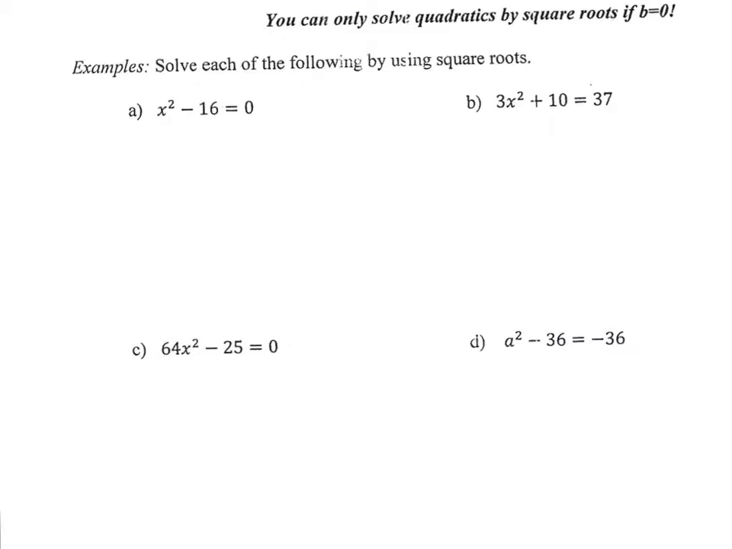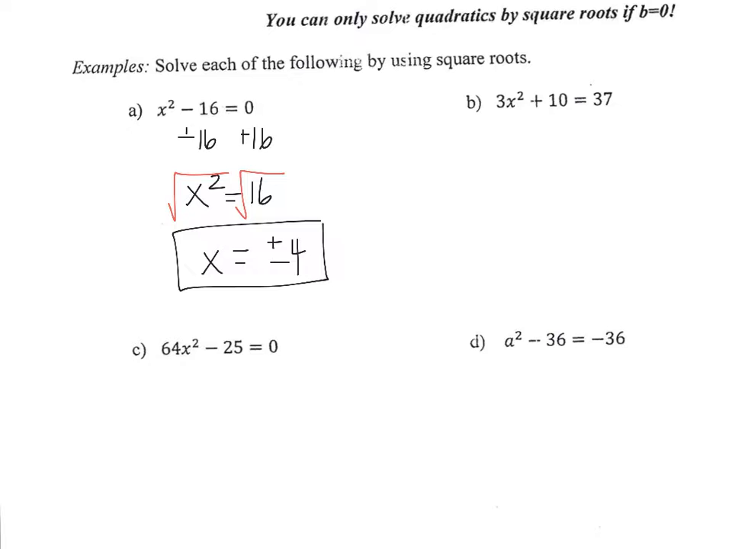So I'm going to add 16 to each side of the equation, and I get x squared equals 16. So the inverse of squaring is square rooting. So I'm going to take the square root of each side and get x equals plus or minus 4, because -4 squared is 16 and 4 squared is 16.